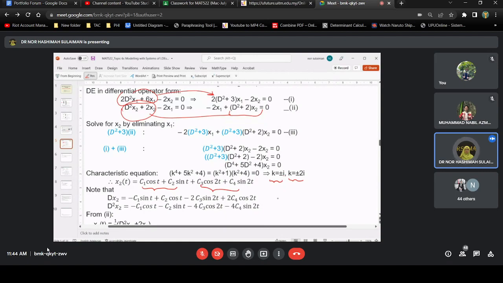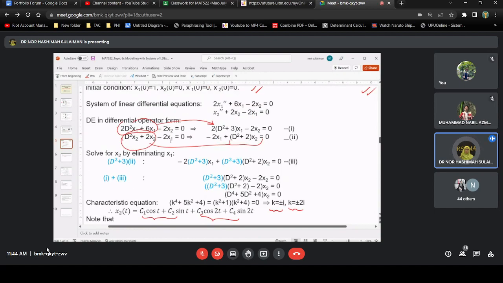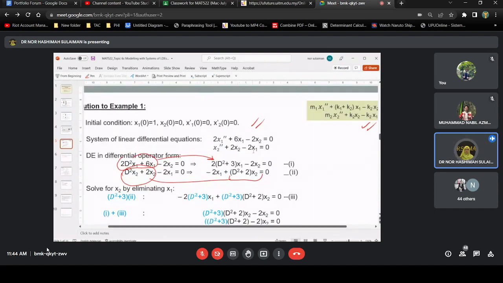Make sure you use different parameter. So the x2 can be expressed as c1 cos t plus c2 sin t, and then plus c3. Jangan guna c1, c2. C3 cos 2t plus c4 sin 2t. Okay. Dah dapat x2, nak cari x1, right? Nak cari x1, you nak masukkan kat mana? Equation yang pertama ke equation yang kedua? Kita dah tahu x2 kan, kita nak cari x1. Which one do you prefer? Substitute into the first one or the second one?